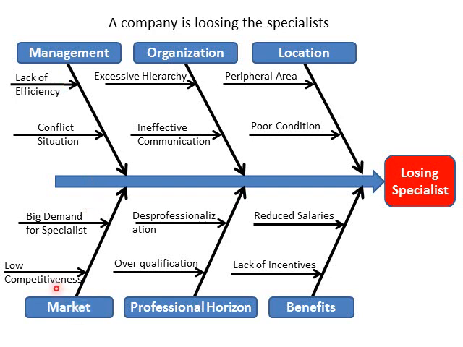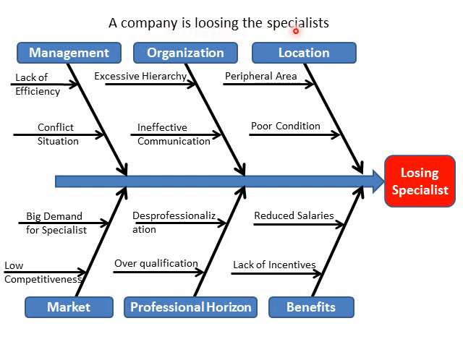Similarly, the market: either there is a big demand for the specialists in the market, or there is no competitiveness in the market. So these two reasons or minor causes are joined by this market. Actually, these major causes, such as management, organization, location, market, professional horizon, benefits, and these minor causes, from peripheral area till low competitiveness, are defined by some highly skilled people who are in the top position of the organization. So basically they have to define what are the causes that are leading toward losing the specialist on a regular basis.